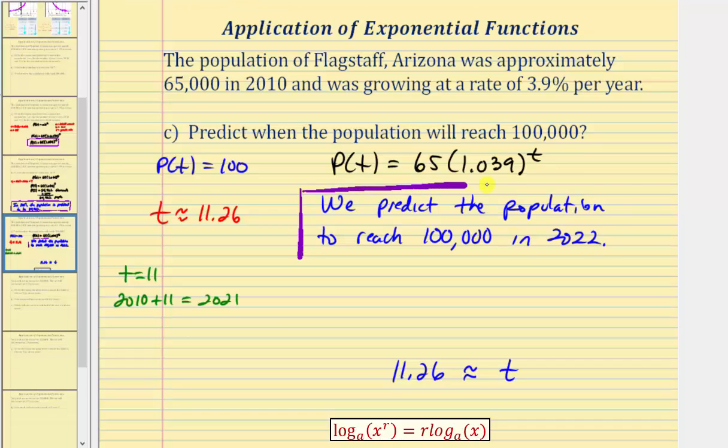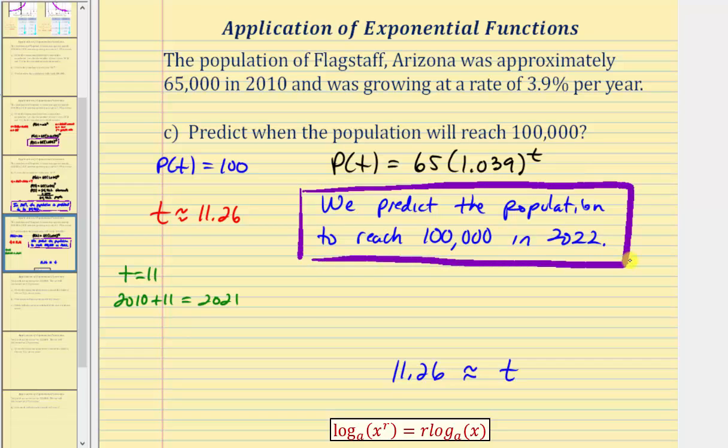Again, this idea of what year it is can be a little bit tricky because some textbooks would take the value of t, which is approximately 11.26, and round to the nearest year of 11 and say the year is 2021. But any value more than 11 and less than 12 would actually be in the following year, which would be the year 2022.